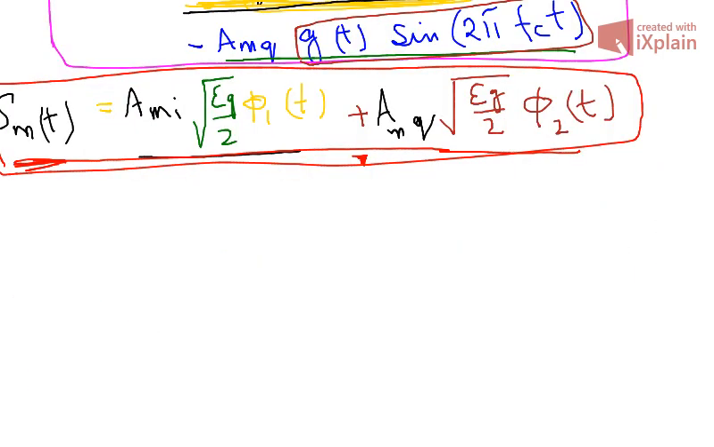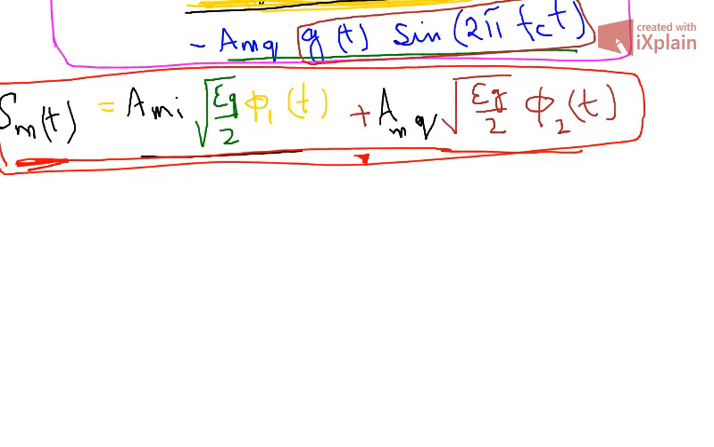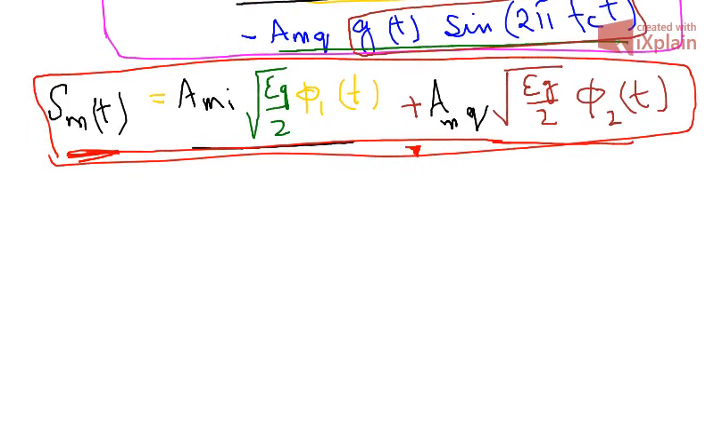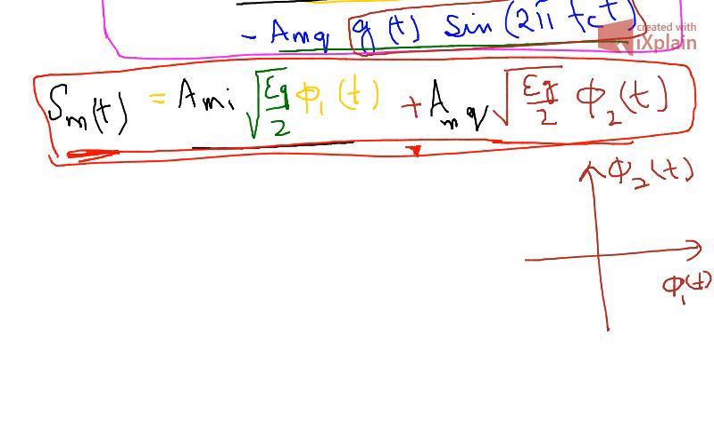Now this representation has its own significance. If you observe this representation, once you represent your Sm of t in terms of phi 1 and phi 2, you already know that phi 1 and phi 2 are orthonormal basis functions, and they represent these axes. And now you can observe that your signal is just represented as a point.